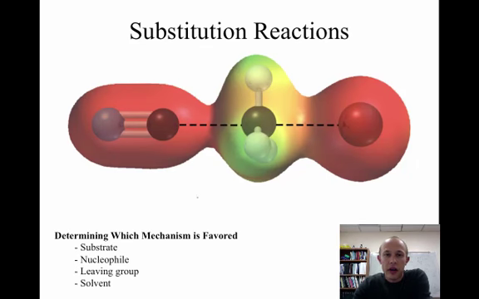Now that we know about SN2 and SN1 reactions, how do we figure out when we're going to have one mechanism and when we're going to have another mechanism? The way you figure that out is by evaluating four factors. You're going to look at the substrate, the nucleophile, the leaving group, and the solvent.